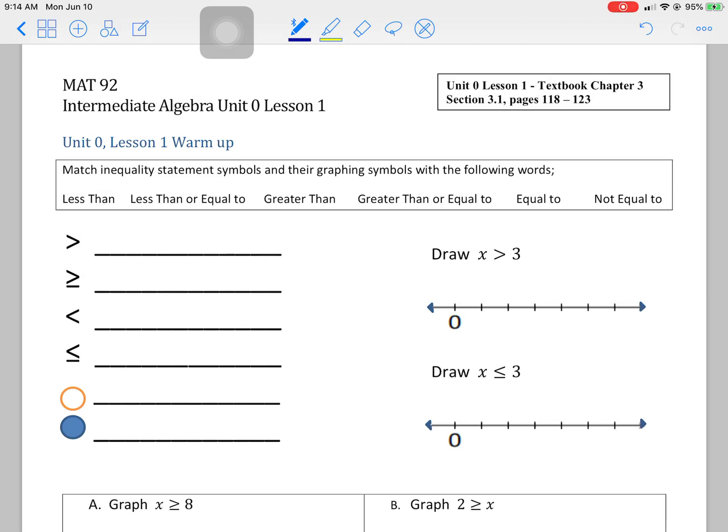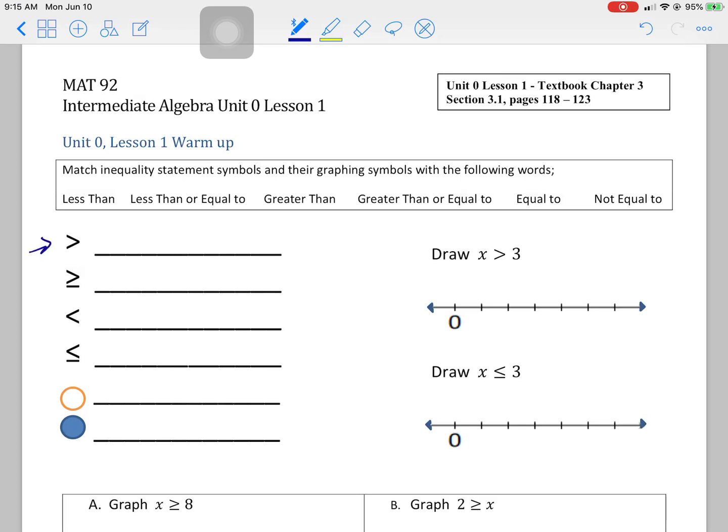Okay, let's get started on 92. Let's see. Intermediate Algebra Unit 0, Lesson 1 warm-up. We're going to be talking about inequalities. So we want to remember what the symbols represent.